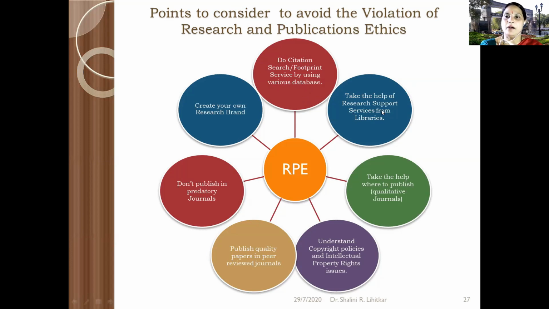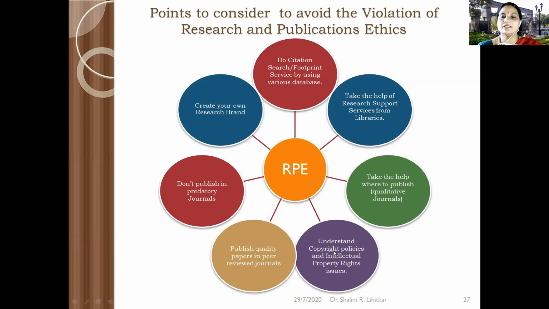Then take the help of the research support service which the libraries provide. Then take the help of where to publish, basically in the qualitative journals. You can see the UGC CARE list for qualitative journals. You can also see various databases like Web of Science, which provide the master list, and even some of the reputed journals also provide the master list of qualitative journals.